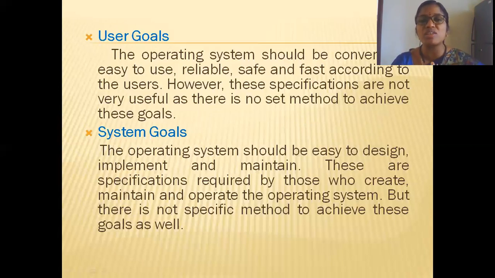However, these specifications are not very useful. Why? As there is no set method to achieve these goals. We don't have any particular method to achieve them. There is no scientific calculation or scientific way of indicating the specific goals required for any person, because these change from person to person. That means user goals are also changing. So these goals may not be useful.